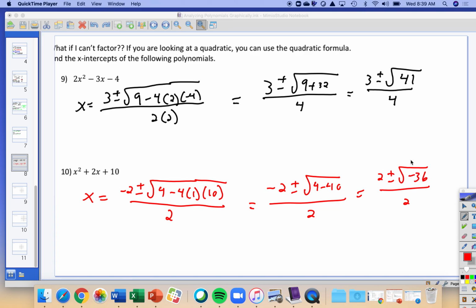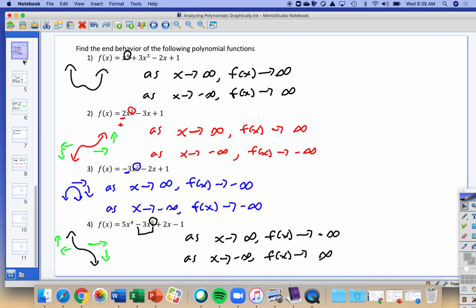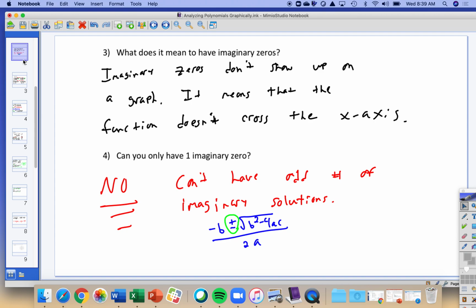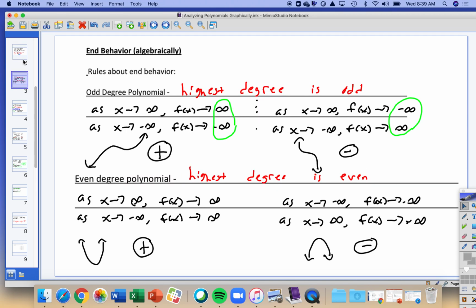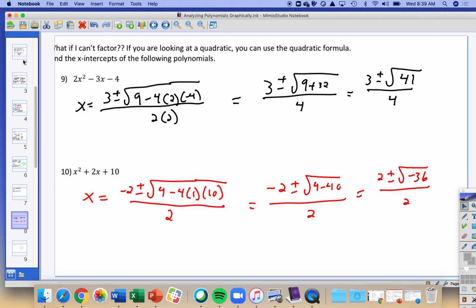Now, I answered that question before. What do imaginary solutions mean? Well, let's see if we can go back up to the top. So imaginary zeros don't show up on a graph. They are not x-intercepts. They're imaginary zeros. That means that the graph does not cross the x-axis. And I asked, can we have one imaginary zero? And the answer is no, we can't, because we had the plus or minus.